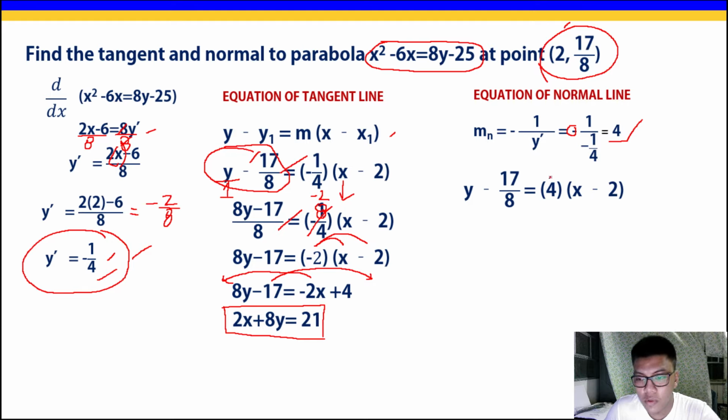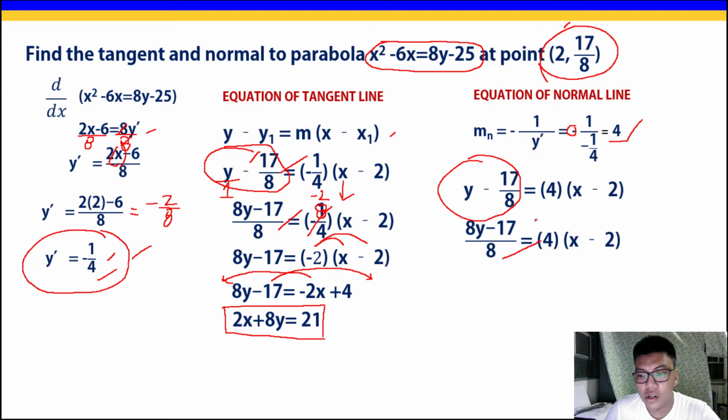Okay? So, solving. Kailangan ba natin ngayon pagsamahin ulit? Pwede. So, 8y minus 17 over 8 ulit is equal to 4 times x minus 2. So, cross multiply, meron ka ngayon diyang 32. So, distributing this 32, we have 32x minus 64. Okay? 32 times x, 32x, 32 times 2, that is 64. So, we have 8y minus 17 is equal to 32x minus 64.